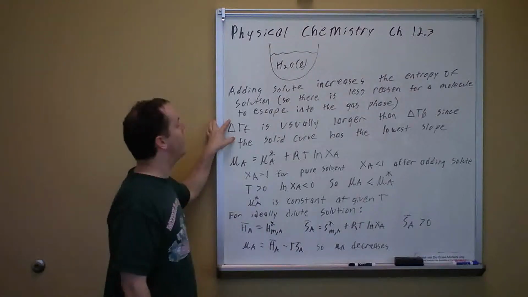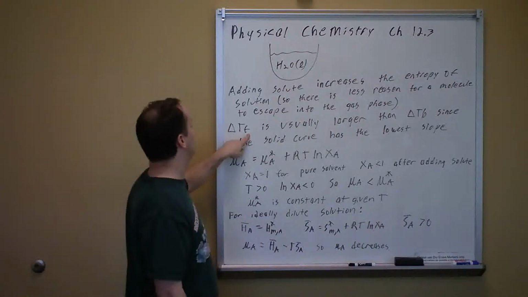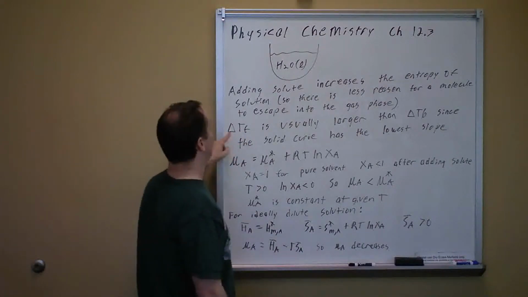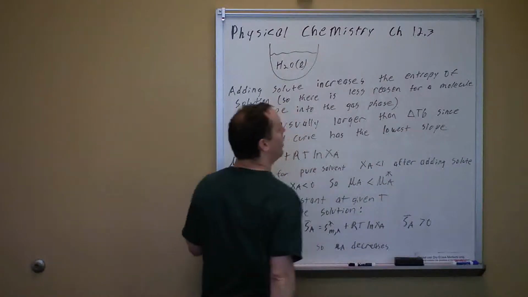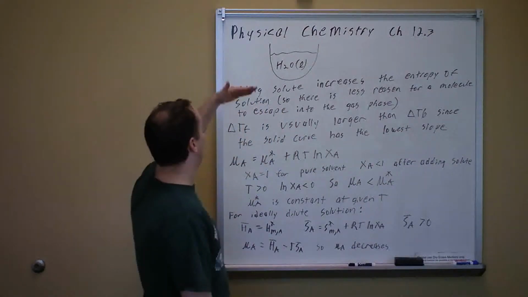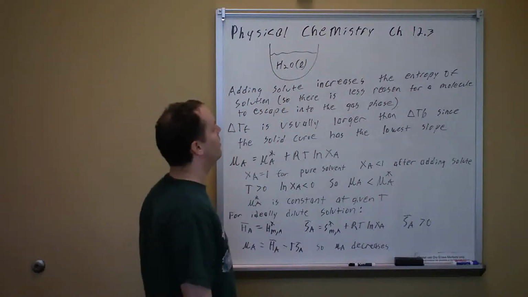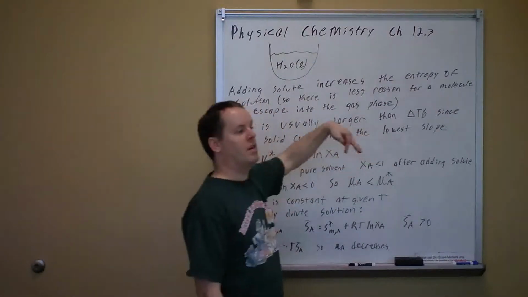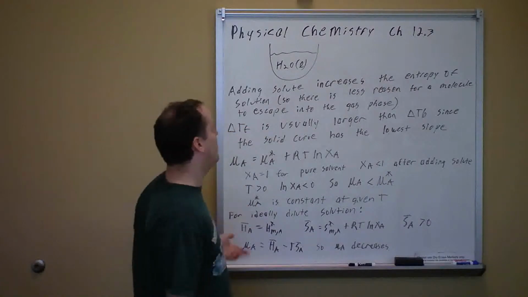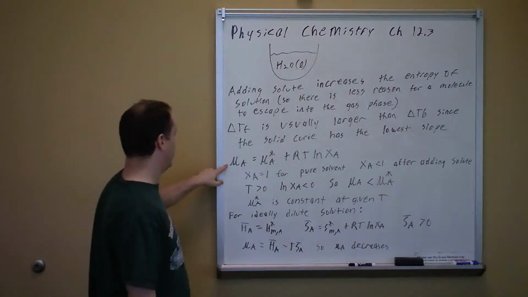Now, remember the graph I showed you on the previous slide. Delta F, the freezing point depression, is usually a larger absolute value than the boiling point depression, because remember the slope of the lines. The solid curve is the least steep. It's actually the highest slope because it's the least negative, but you know how that double negative stuff works out.